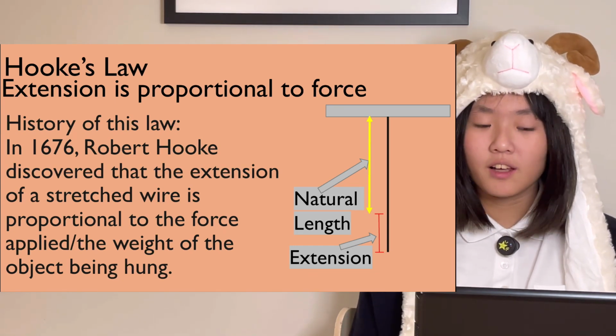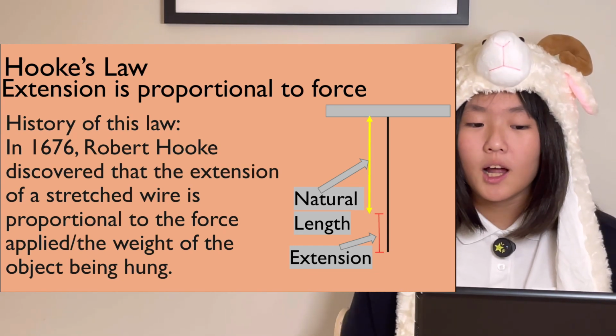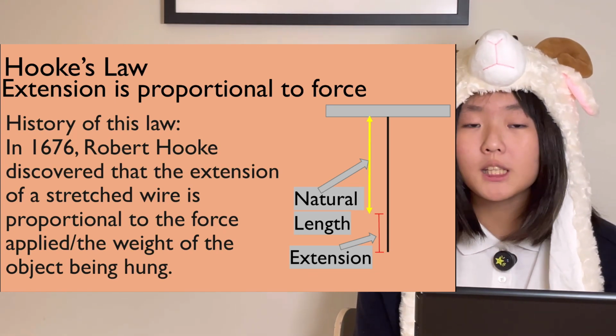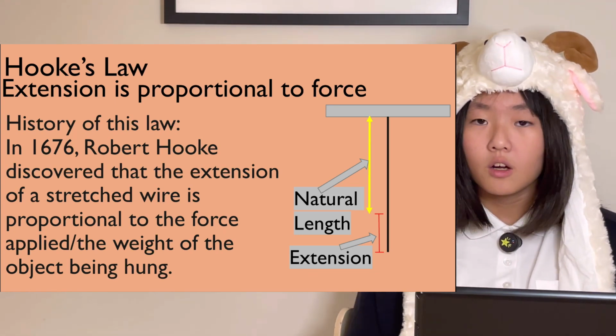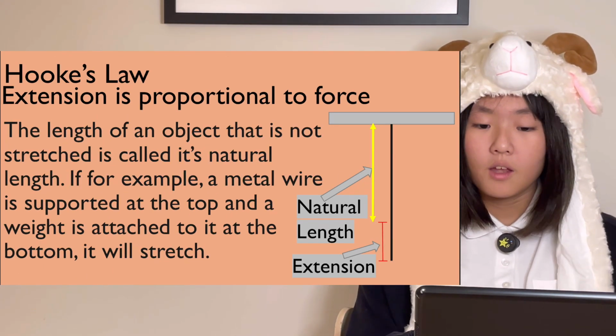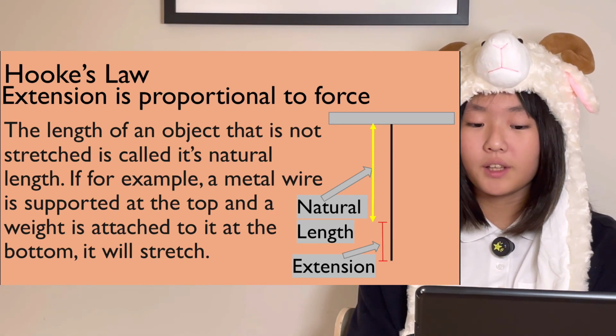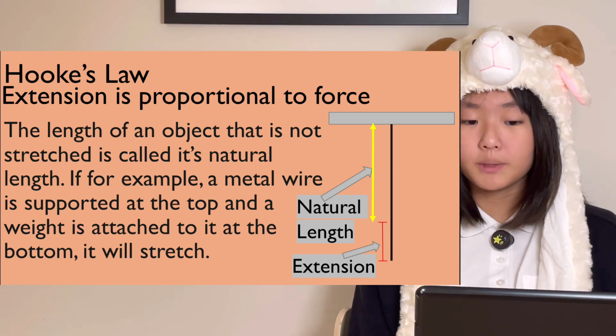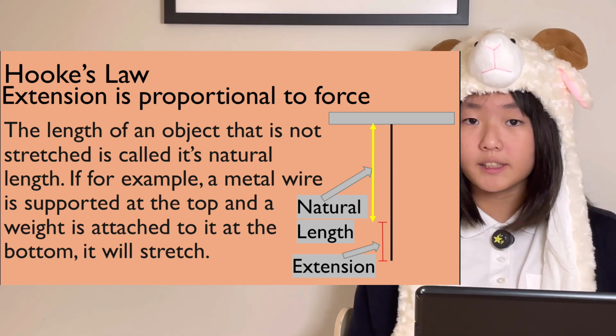The history of this law is, in 1676, a man named Robert Hooke discovered that the extension of a stretched wire is proportional to the force applied, or the weight of the object being hung. The arrow points to the natural length, and another arrow pointing to the red line is pointing to the extension. The length of an object that is not stretched is called its natural length.